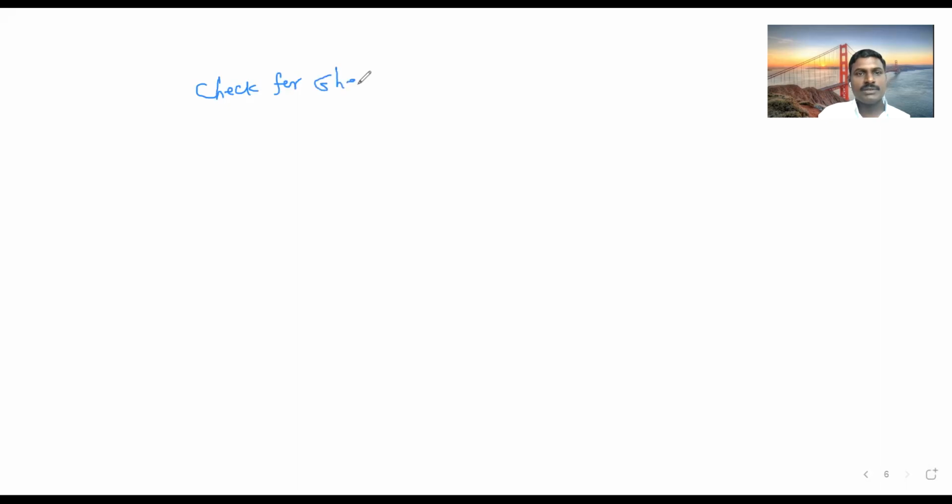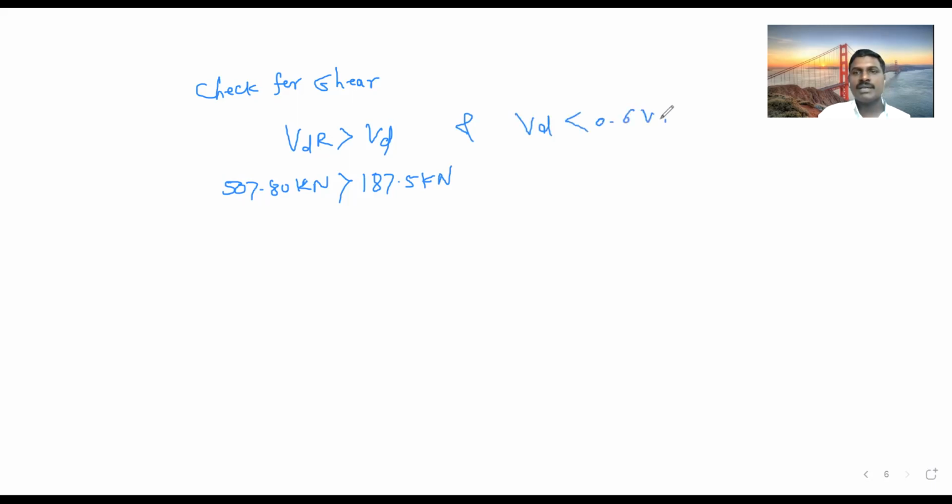So check for shear. What is the check for shear? VDR should be greater than VD. VDR is 507.80 kilonewton and VD is 187.5 kilonewton. It means this is safe. And the second condition is VD should be less than 0.6 VDR. These are the two checks we have to take.